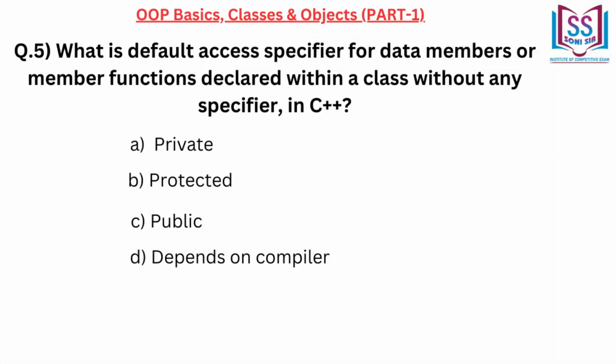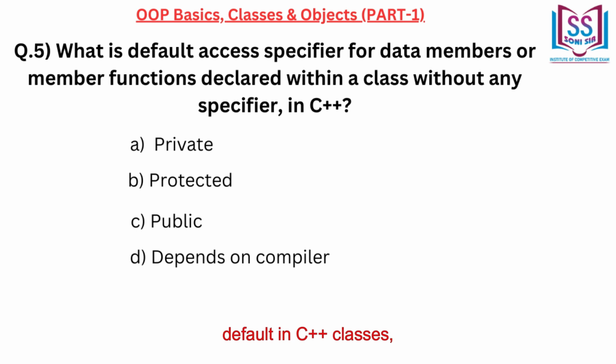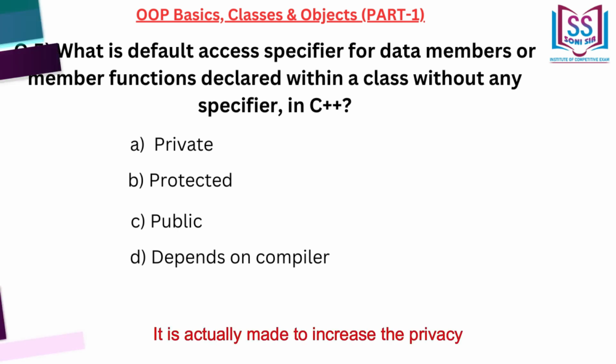What is the default access specifier for data members or member functions declared within a class without any specifier in C++? A. Private. B. Protected. C. Public. D. Depends on the compiler. Correct answer, A. The data members and member functions are private by default in C++ classes, if no access specifier is used. It is actually made to increase the privacy of data.